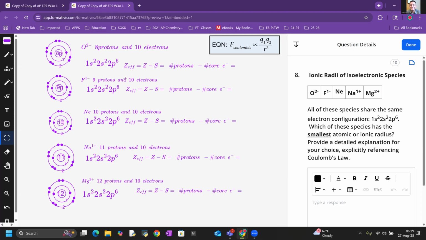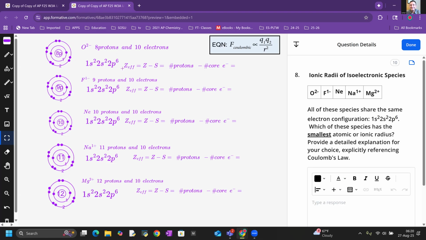Now, we should know the difference between core and valence electrons. I'm going to start with valence electrons. Valence electrons are the electrons in the highest energy level, or the outer shell of an atom. And so we can see all of these have the same number of valence electrons. In the outer shell, shell number 2, we have 2, 4, 6, 8 for each of them. So they all have the same number of valence electrons. That's how we get valence electrons. We're just counting the outer shell.